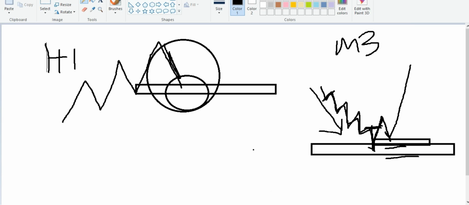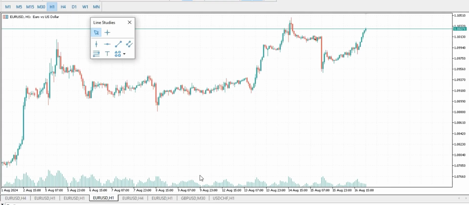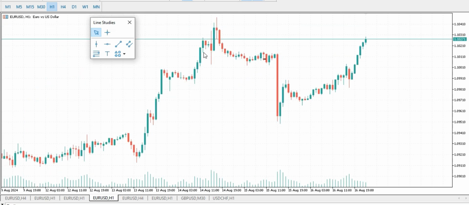So let me give an example of what I've actually been talking about. Okay, this is Euro US dollar. Now you've identified that this is a bullish trend and you want to buy. All right, let me zoom in. You want to buy. So this is your higher low. This is your higher high.